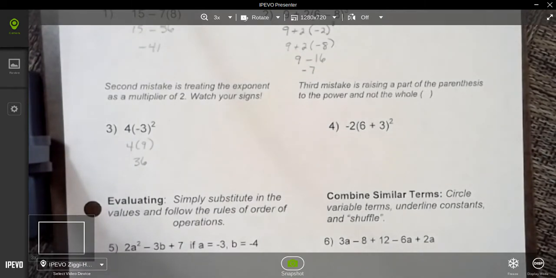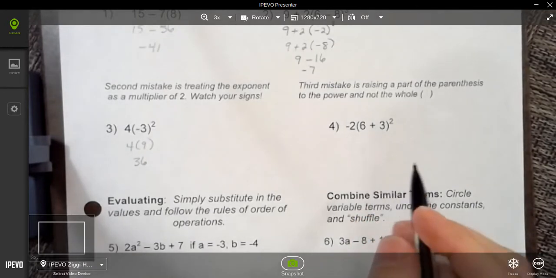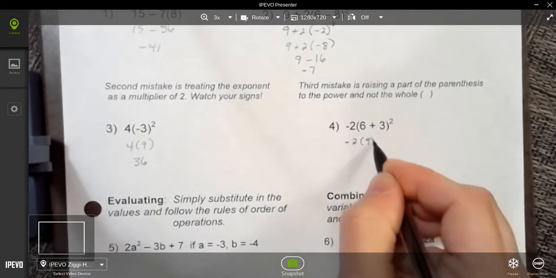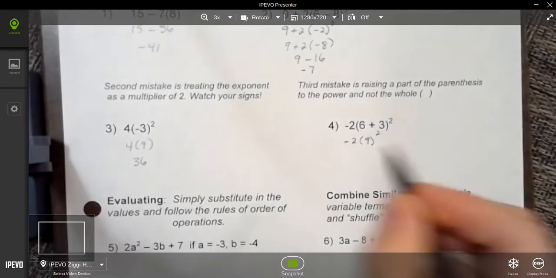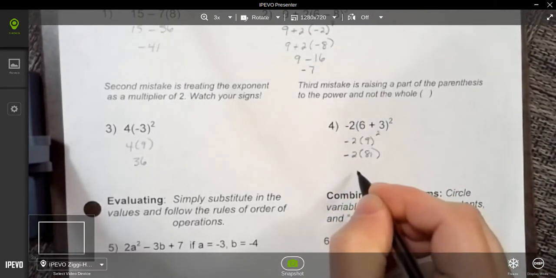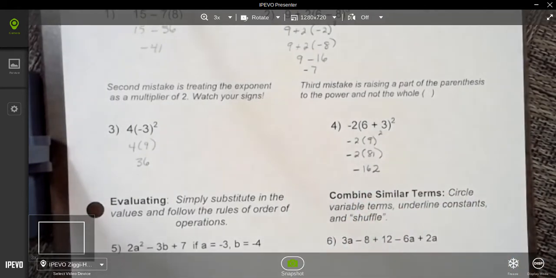Looking at example number 4, again, I have an operation inside of the parentheses. I'll go ahead and evaluate that first. 6 plus 3 is 9. So we have negative 2 times 9 to the second power. 9 to the second power, 9 times 9, is 81. So I've got negative 2 times 81. And that's going to give me an answer of negative 162.